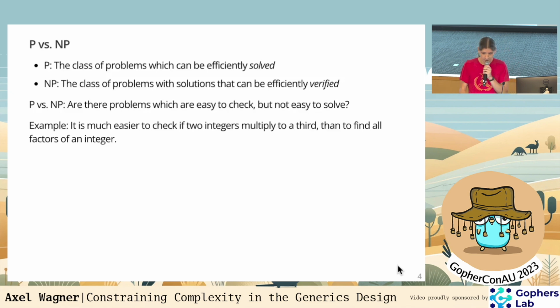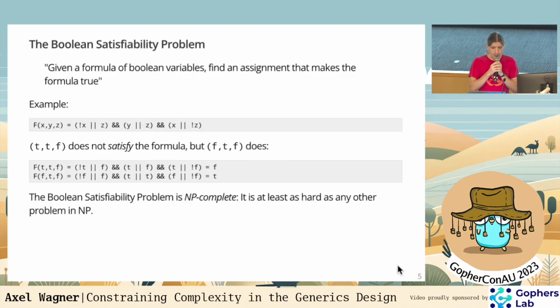But if we don't actually know that there are such problems, how does it help us, right? How can we actually deal with that in practice? How can we apply that to practical problems? And the answer to that is that there's a class of problems that are called NP-complete or NP-hard.